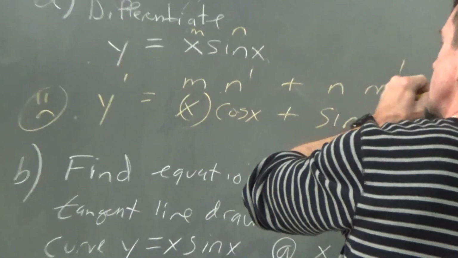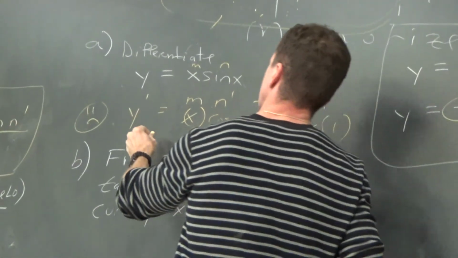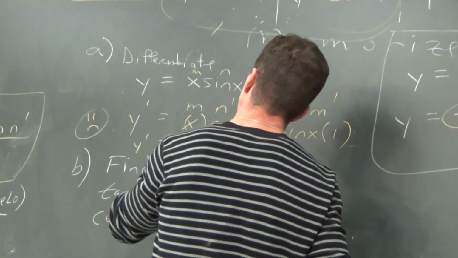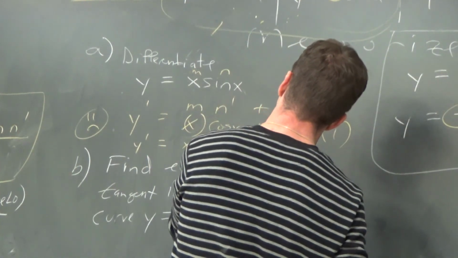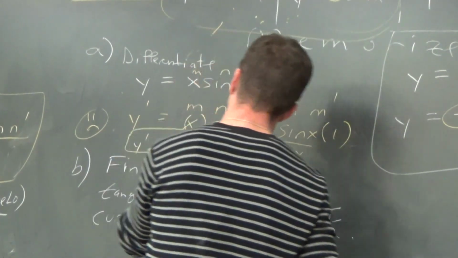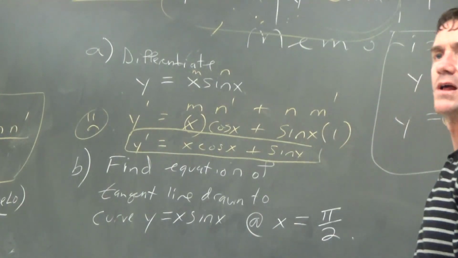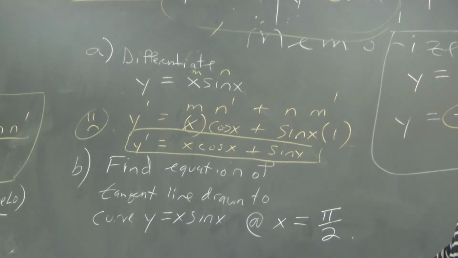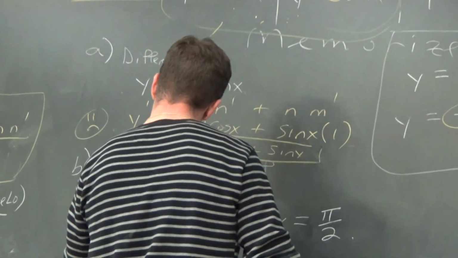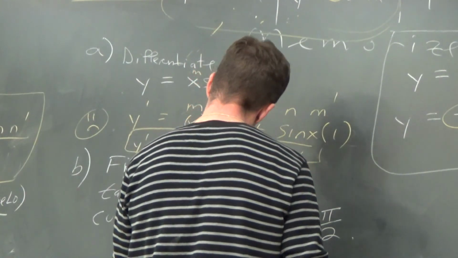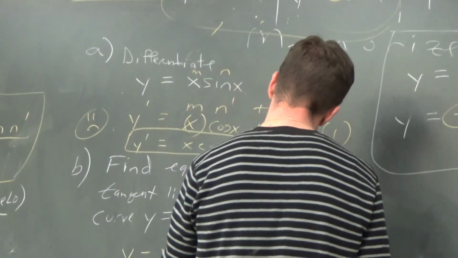And I would write this nice and clean: x cos x plus sine of x. Now would you try letter B? Here we go again. Equation of the tangent line drawn to the curve. y minus y sub 1 equals m times x minus x sub 1.